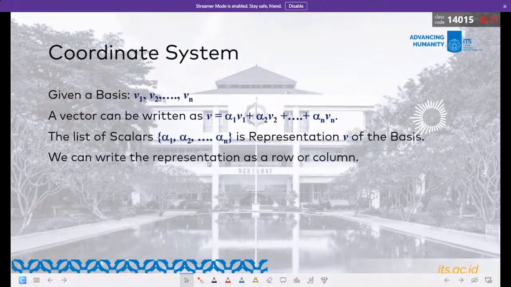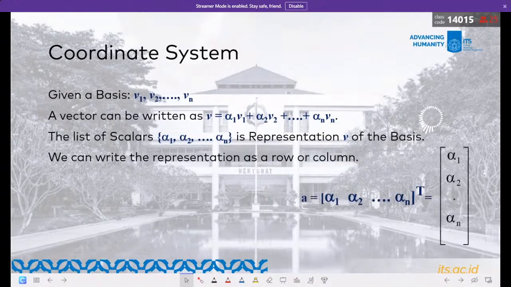We can write down the representation as a row or column. It's a choice. In linear algebra, usually it's gonna be vertical, but in programming, there's no other way than writing the list in a horizontal way. So we can assume that it actually is the transpose of this form.